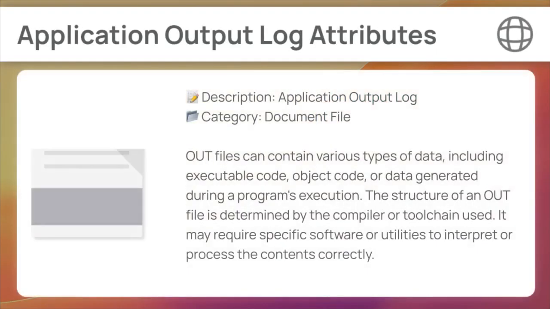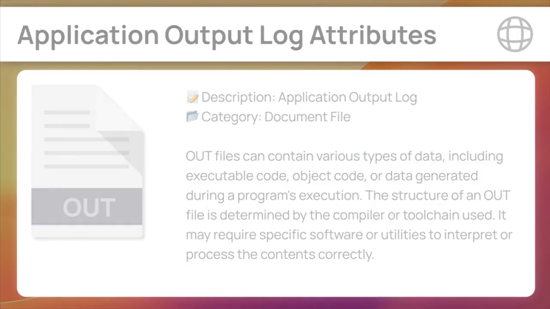OUT files can contain various types of data, including executable code, object code, or data generated during a program's execution. The structure of an OUT file is determined by the compiler or toolchain used. It may require specific software or utilities to interpret or process the contents correctly.